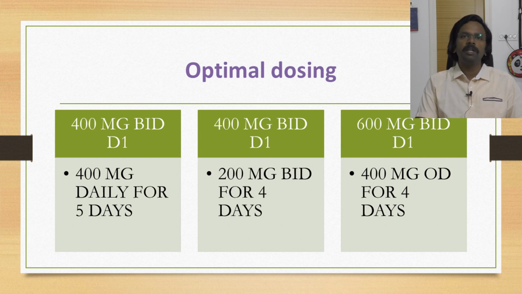One of the dosages is 400 mg twice daily on day 1, followed by 400 mg once daily for 5 days, or 400 mg twice daily on the first day followed by 200 mg twice daily for 4 days, or 600 mg twice daily on day 1, followed by 400 mg once daily for 5 days.